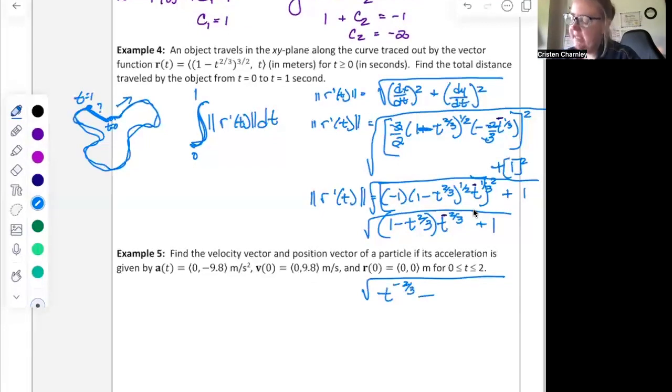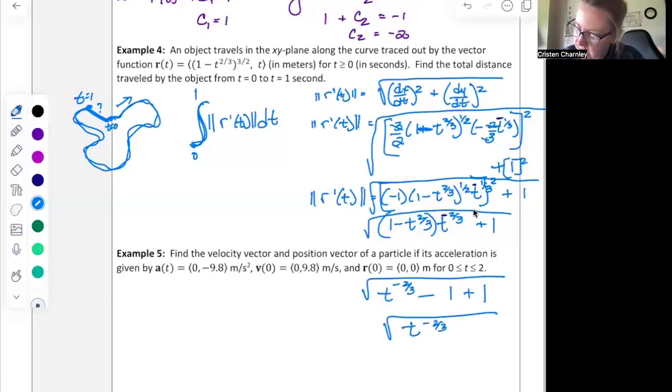And then if I multiply t to the 2/3 times t to the -2/3, you add those two exponents together, and you get a 0. So t to the 0 is just 1 plus 1. The 1's cancel out. I have t to the -2/3 inside of that radical.